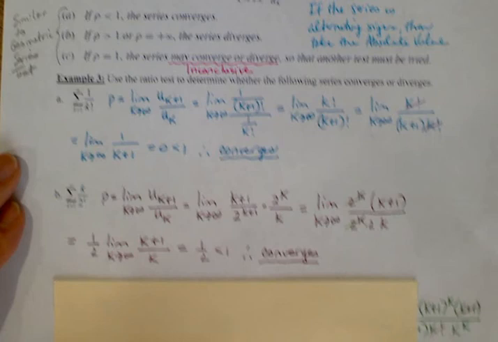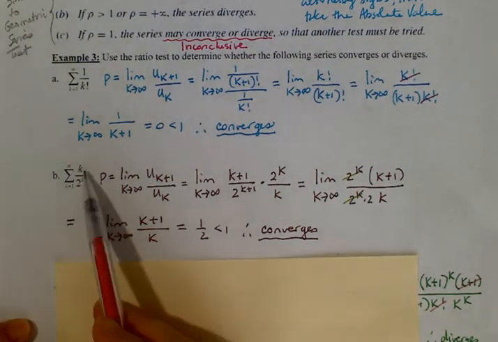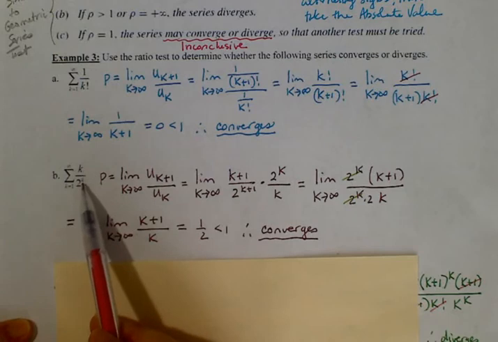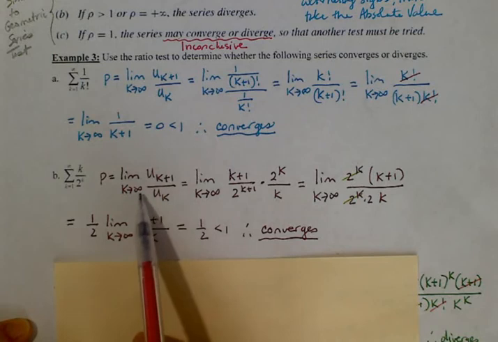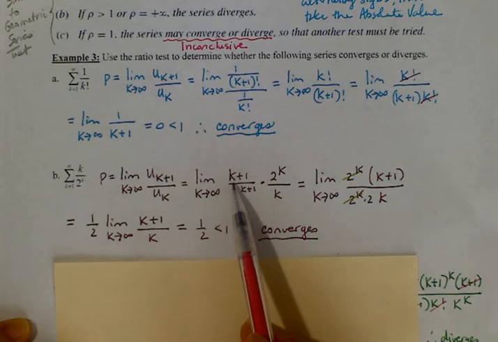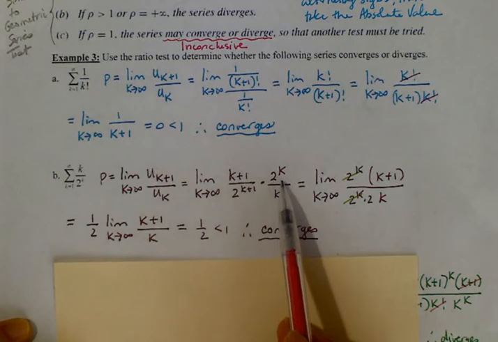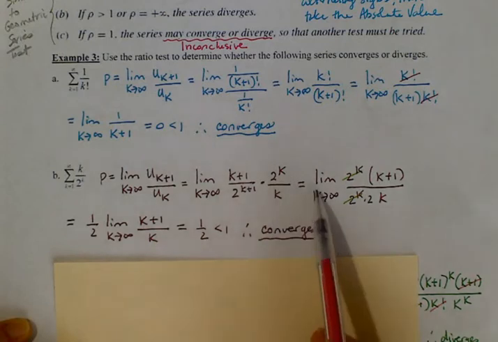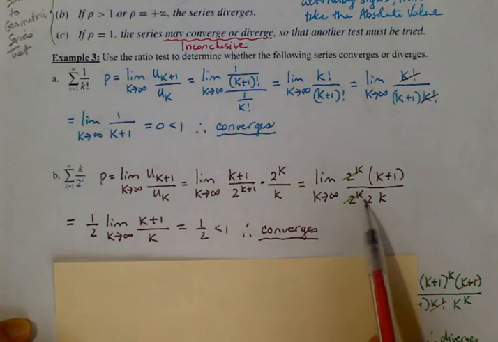Okay, here's the next one. The series is k over 2 to the k, and I wrote out my general p is equal to the limit of u of k plus 1 over u of k as k goes to infinity. And then I wrote out the k plus 1 term, which is (k plus 1) over 2 to the k plus 1. Multiply that by the reciprocal. I just made it as a reciprocal right away, 2 to the k over k. And then I'm going to rewrite it. Remember that 2 to the k plus 1 is the same thing as 2 to the k times 2.